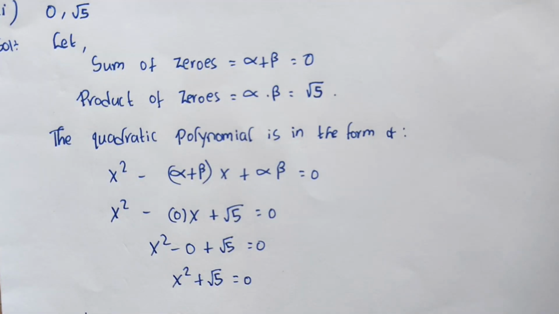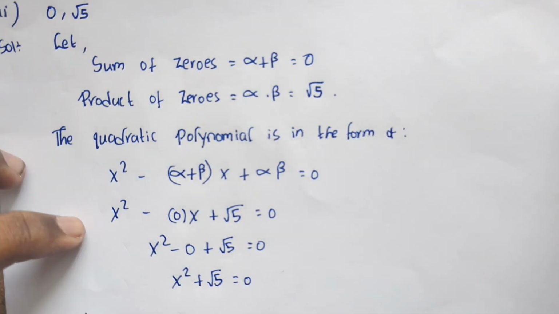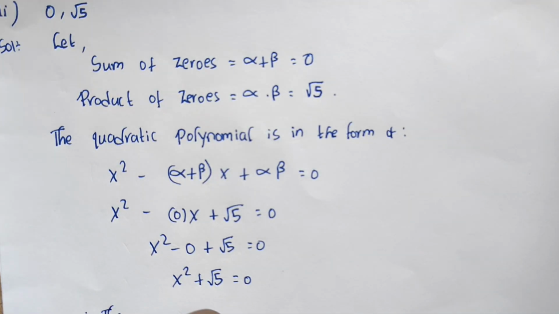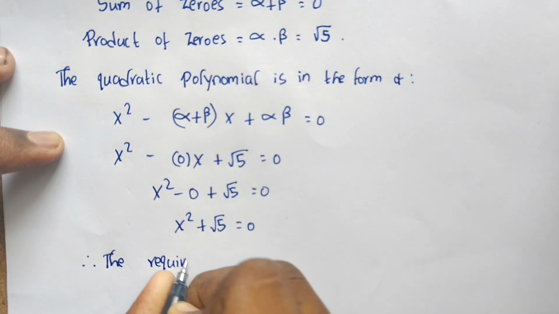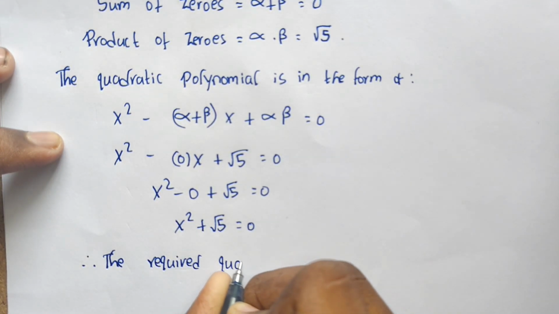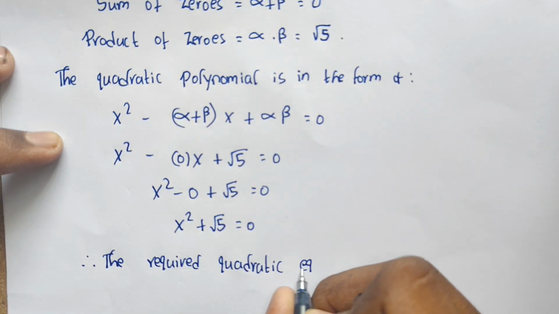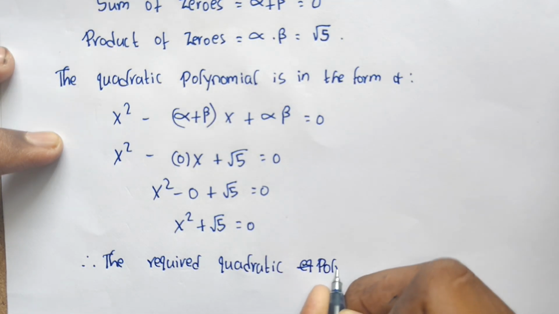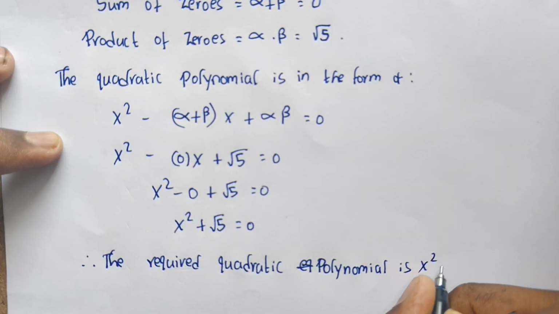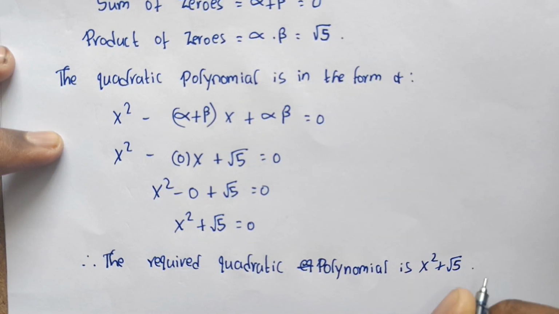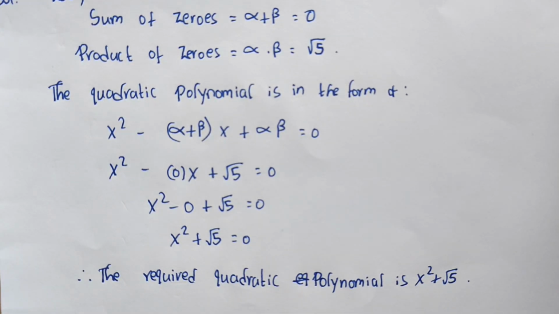Therefore the required quadratic polynomial is x square plus square root of 5. We have completed third problem. Now let us go to the fourth problem.